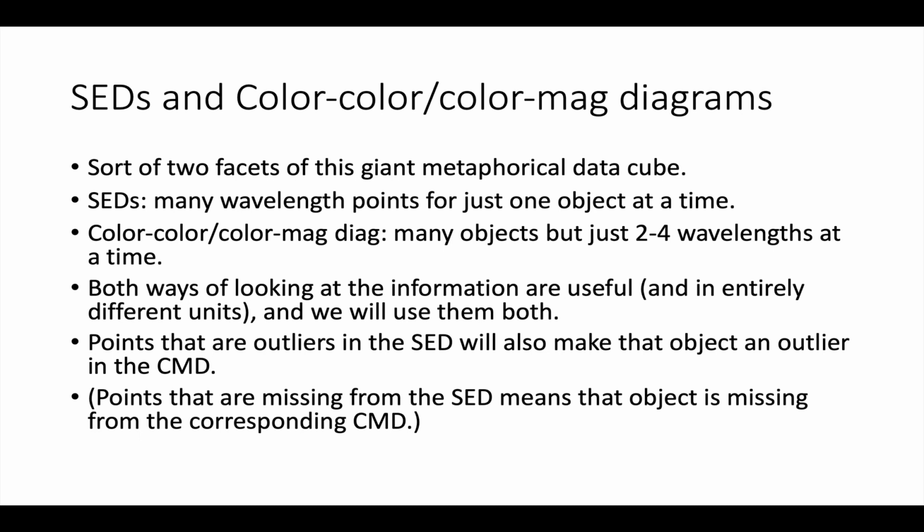Both ways of looking at the information are very useful, and they're in entirely different units, but we're going to use them both. The points that end up being outliers in the SED will also make that object an outlier in the color magnitude diagram, and points that are missing from the SED means that the object is going to be missing from that corresponding color magnitude diagram.